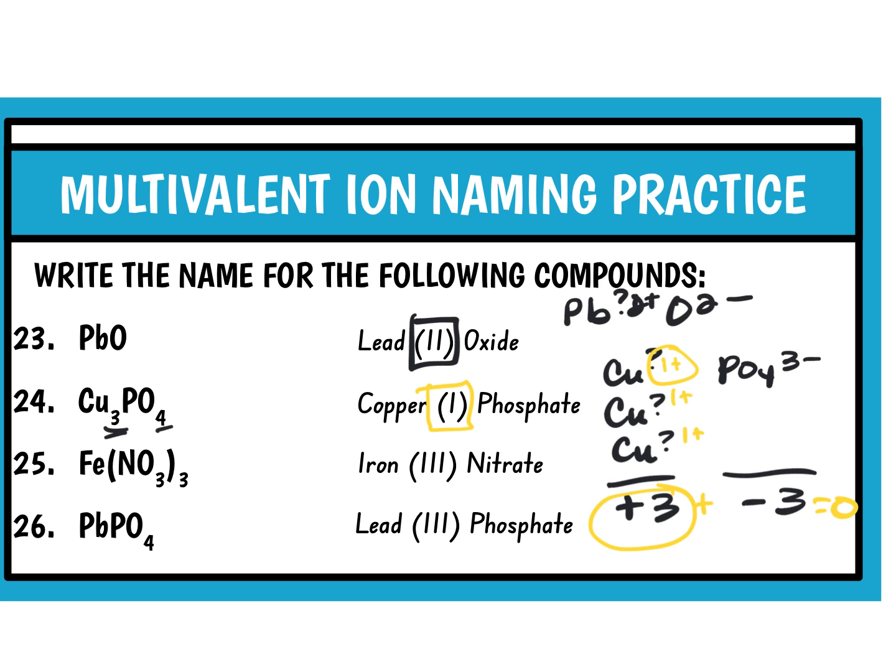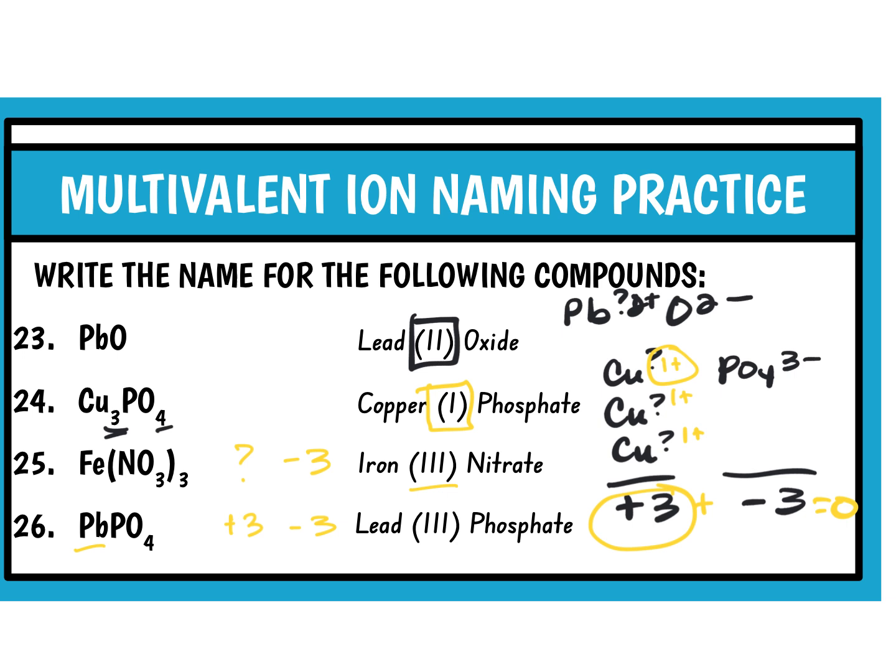Then when we look over here, nitrate, we have 3 of them. So we know that that's going to be minus 3 because there's 3 nitrates. So your iron would have to be a positive 3. And then down here, the lead 3 phosphate, the same thing. You only have 1 lead, but you know the charge on phosphate is 3 minus, okay? So lead would have to be a 3 plus here.